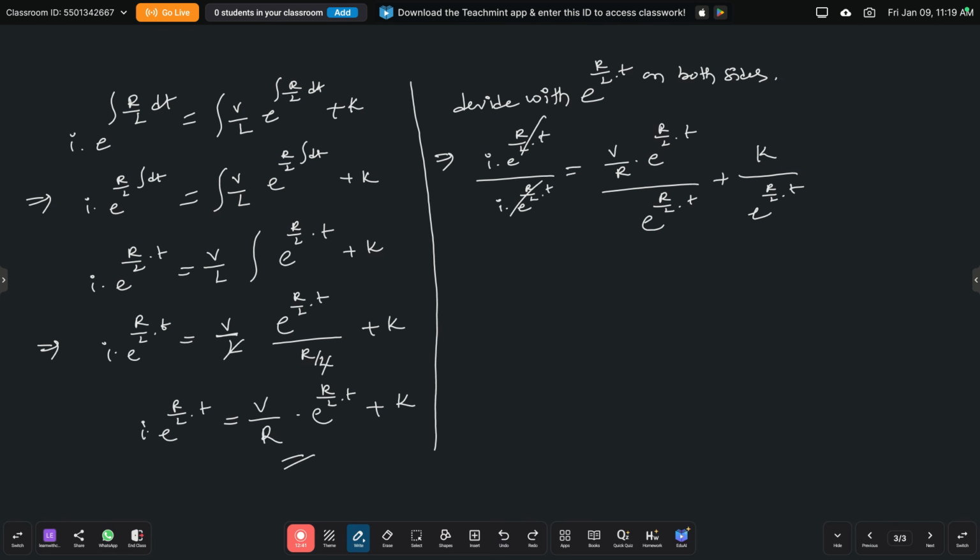So here these two are cancelled, this also cancels, and finally we get I is equal to V by R plus K by e power R by L into t, which is taken to that side, then K into e power minus R by L into t. We take this as equation 3. Initially I is equal to 0 and t is also equal to 0.